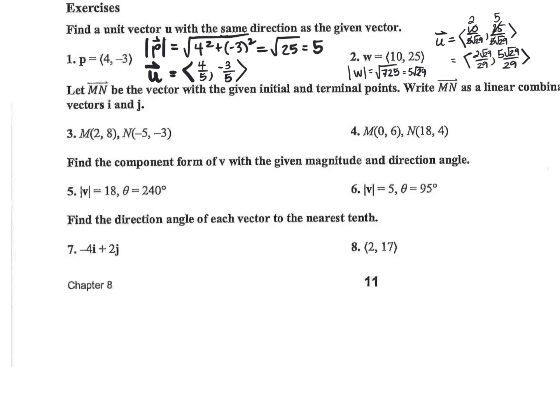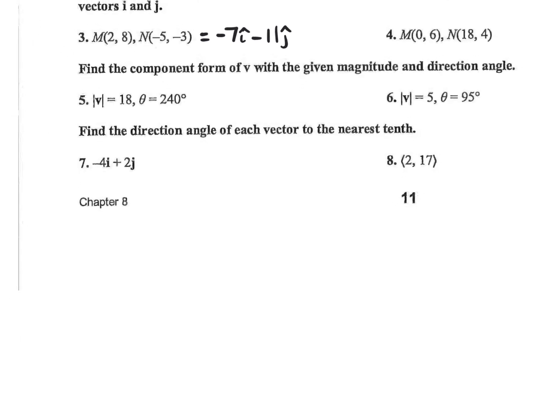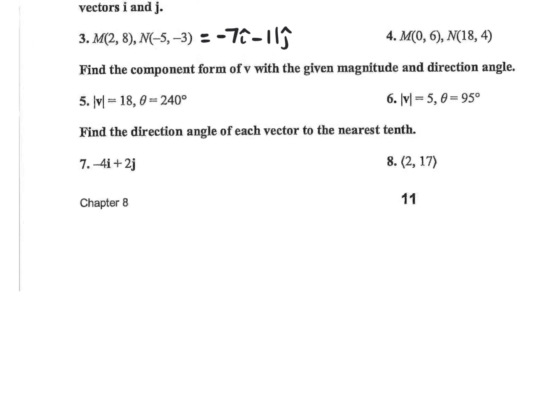All right, what'd you get? Negative 7i minus 11j? Okay. How'd you do? Good? Anybody need to see it? Okay, so let's do a little bit of reviewing, and then we're going to try a word problem. We've got to remember how to do applications, don't we?